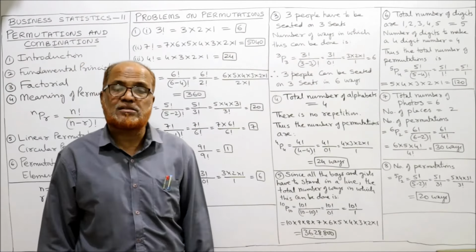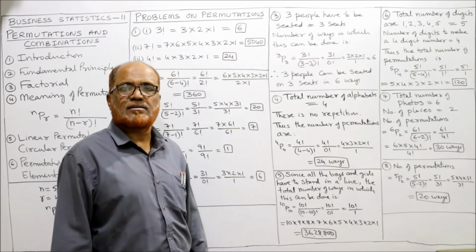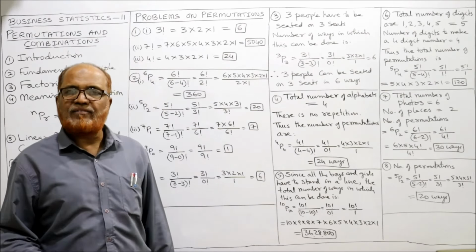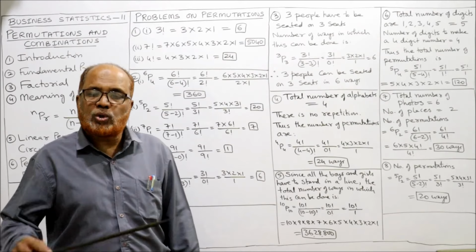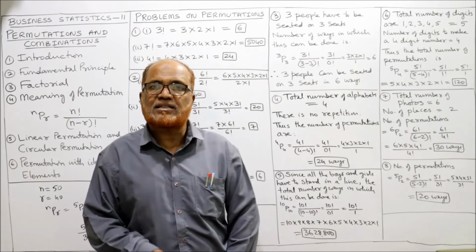Find the number of 4-digit numbers that can be formed from the first 5 natural numbers. The first 5 natural numbers are 1, 2, 3, 4, 5. Out of these, we want to select 4 digits, without any number getting repeated. So how many ways can we arrange 4 digits out of the first 5 natural numbers? Total natural numbers are 5 here, and out of 5 we are selecting 4.